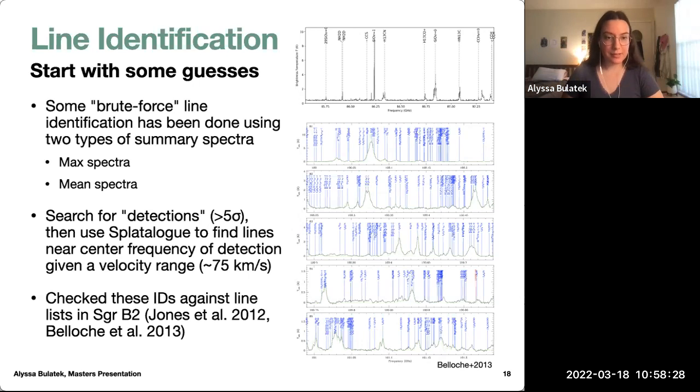We checked the list that Splatalog gave us against line lists for a star-forming molecular cloud in the central molecular zone, much more active than the Brick, called Sagittarius B2. So these two papers had line lists that we checked against. And here is a figure from one of them showing all of their identifications. So this would be essentially the goal to be able to show at the end of our project.